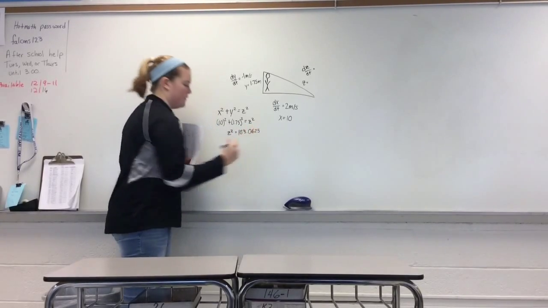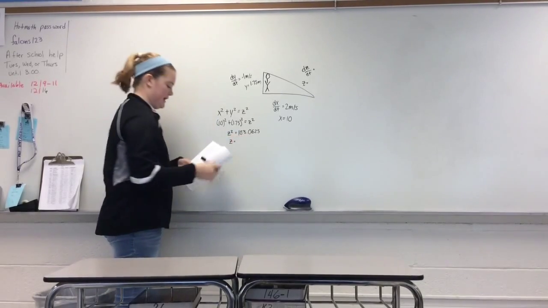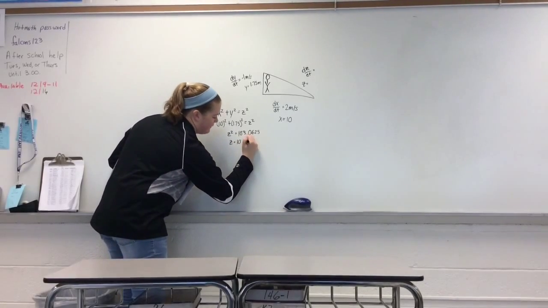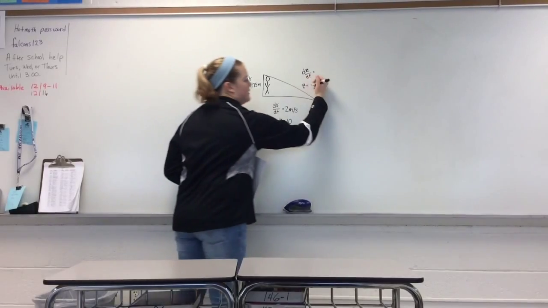And then plug this information in your calculator to get z squared equals 103.0625. Square root this number to get z equals 10.152. And that is your z length.